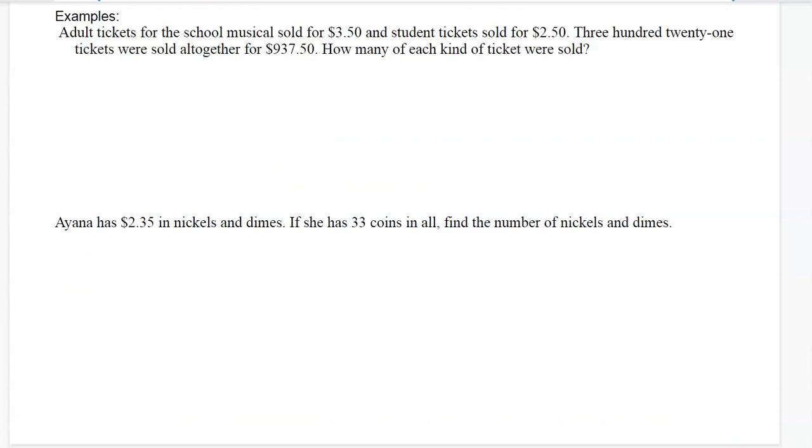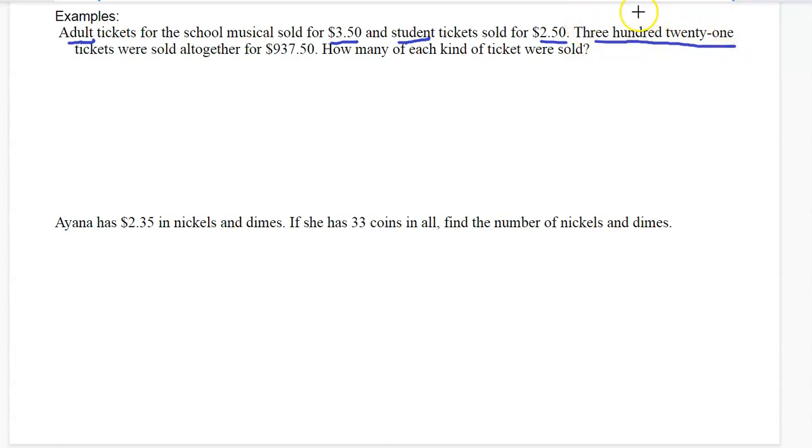Okay, adult tickets for the High School Musical sold for $3.50, and student tickets sold for $2.50. 321 tickets were sold altogether for $937.50. How many of each kind of ticket were sold? Let's take a look here. So I can see here that I've got two different types of tickets. I have adult tickets for $3.50. I've got student tickets for $2.50. And I've got 321 written out.